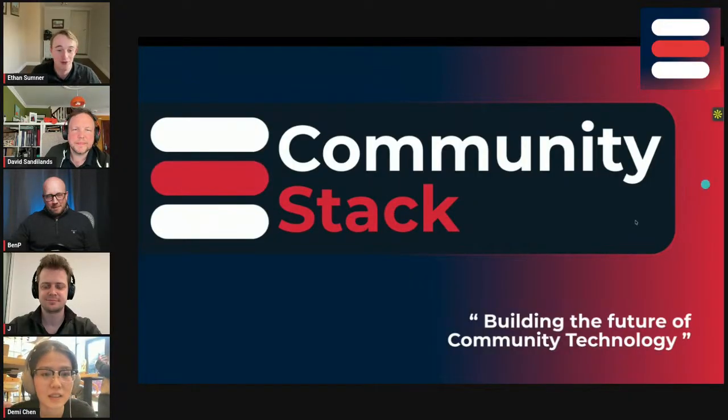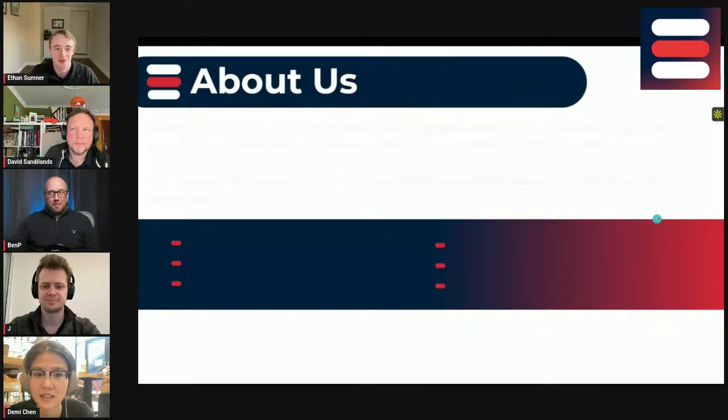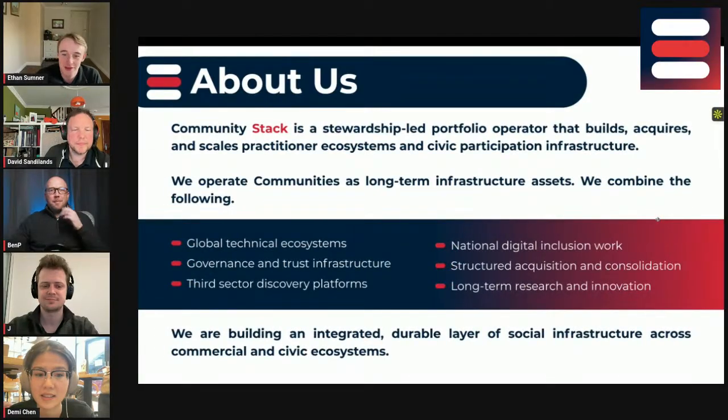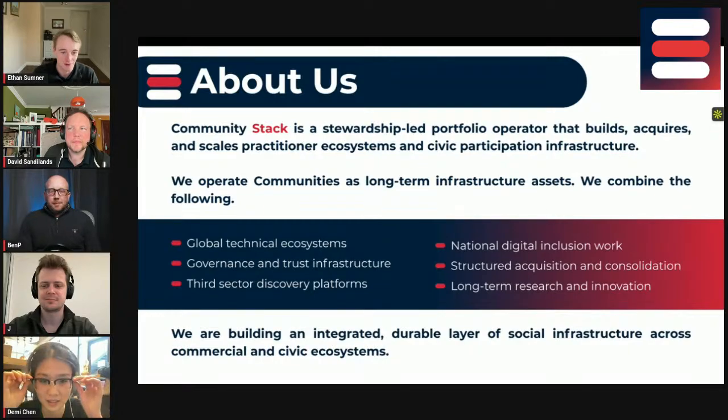For those who don't know us, we're CommunityStack, and we're on a mission to build the next generation of social infrastructure. Essentially, we're a portfolio operator of different technical communities. We've currently got 18 under our portfolio, which is exceptional, and we do everything from data and AI to cloud, AWS, Azure, GCP. We've got a full suite: 18 communities, 8 conferences, and 25,000 members.